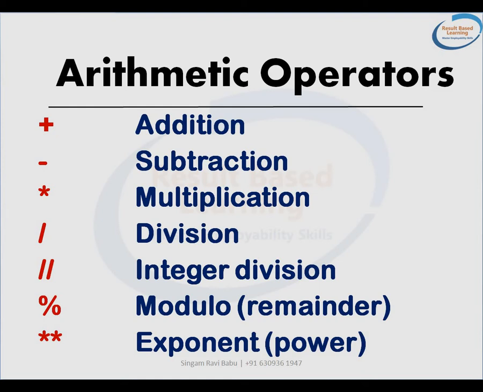The first operator is addition operator, second operator is subtraction, third is a multiplication operator, fourth single forward slash is a division operator, and two consecutive forward slashes is integer division. We'll try to understand the difference between division and integer division. And the next operator is percentile symbol, that is modulo remainder, and the last operator is two consecutive multiplication symbols, that is exponent or power operator. We'll try to understand all these operators one by one.